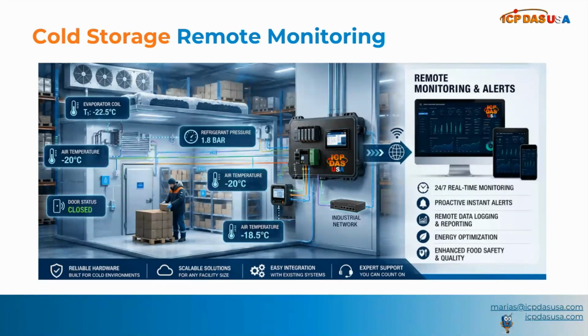On the left, you can see our local sensors and HMI. This is the tactical side where the operator checks the refrigerant pressure. On the right, you see the strategic side. Thanks to remote access and cellular connectivity, a manager can be at home and receive an instant alert on their phone if a freezer door is left open. This system doesn't just monitor, it provides enhanced food safety and energy optimization by giving you a 24/7 window into your facility from anywhere in the world.